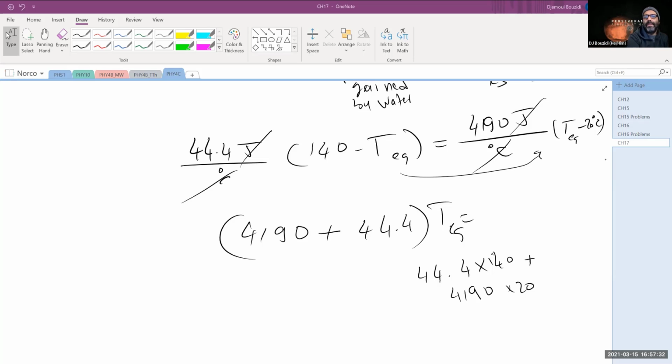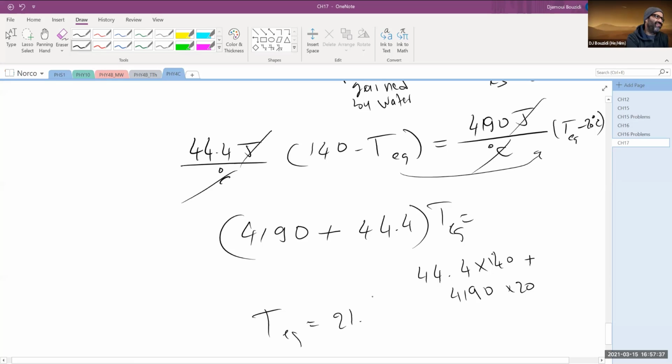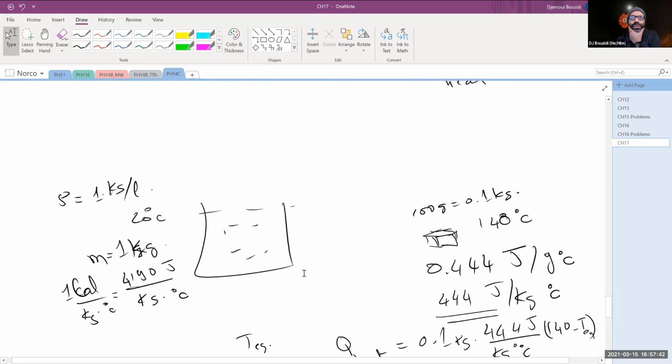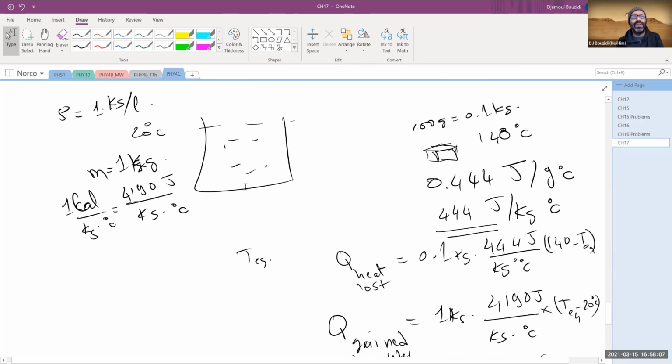21.2 degrees. So the equilibrium in this case is 21.3 if you want to round it, degrees Celsius. So you know that the water's temperature went from 20 degrees up to 21.2 or 21.3 degrees. It took all of that heat and raised its temperature barely above 1 degree Celsius, whereas it dropped this temperature from 140 degrees down to 21.3 degrees. So it dropped by 119 degrees because the specific heat for iron is a lot less than that of water.